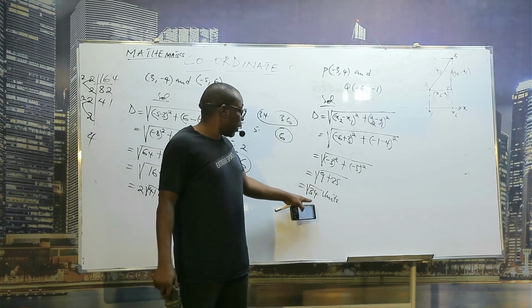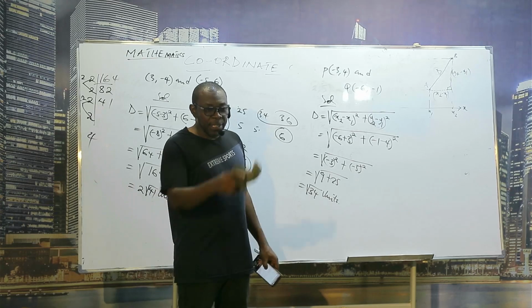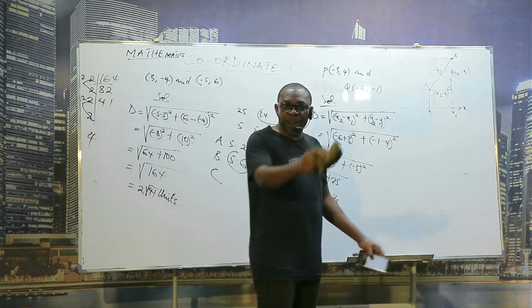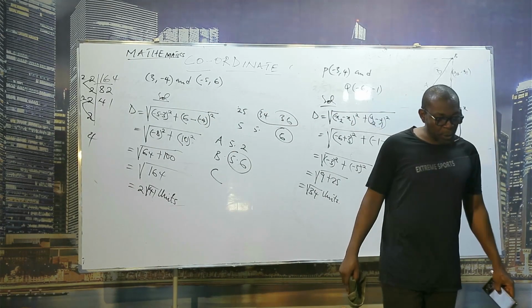Short form. Okay, this one to short form. Divide. Okay, prime factorize 34. Prime factorize 34.